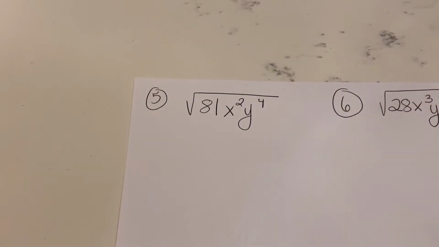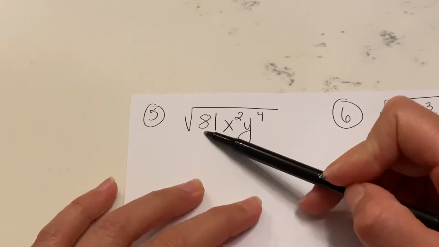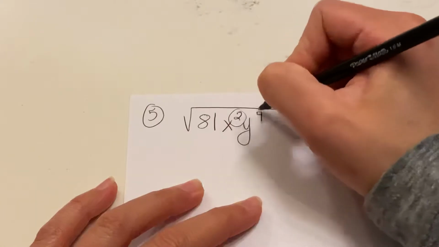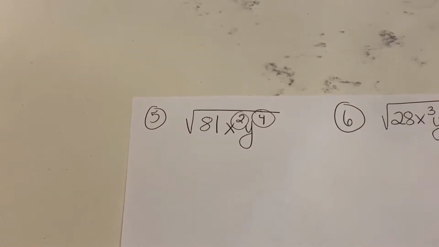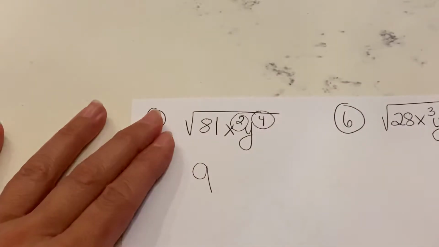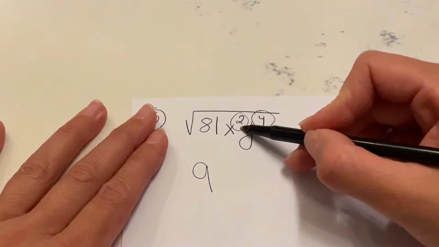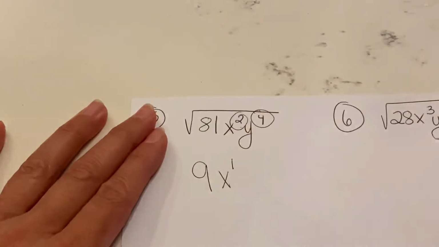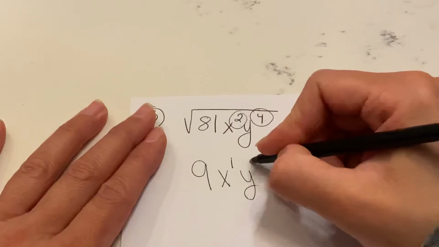All right, so here I have it, okay? I'm looking at my radical. I see that 81 is a perfect square. I see that this and this are divisible by 2, okay? So therefore, guess what? I don't need to break up anything, okay? What's the square root of 81? 9, right? This divides by 2, so 2 divided by 2 is 1. And then 4 divided by 2 will give you y squared.